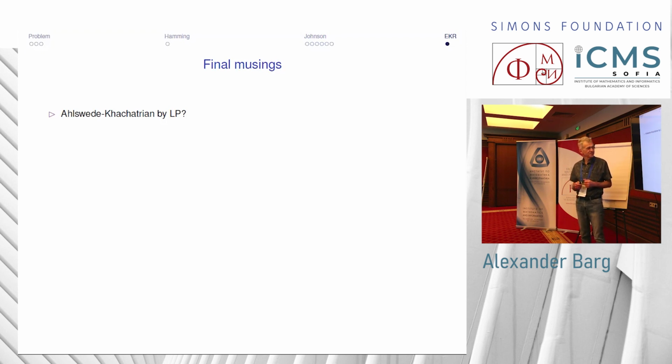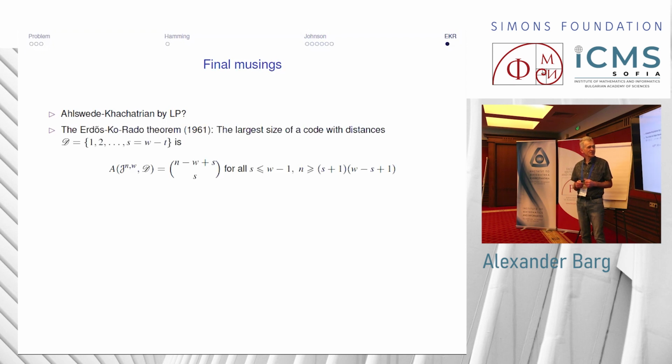So what about the EKR theorem itself? Finally, let's state it. It says, if the distances are, previously I mentioned 1, 2, but now let's go to w minus t. So this is the t-intersecting families of subsets. Then the maximum size of the family is this.